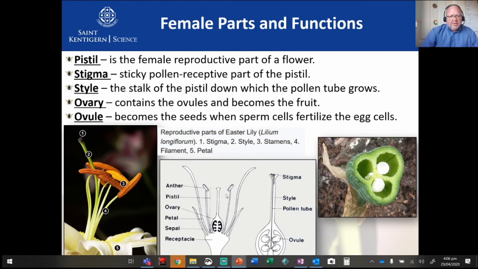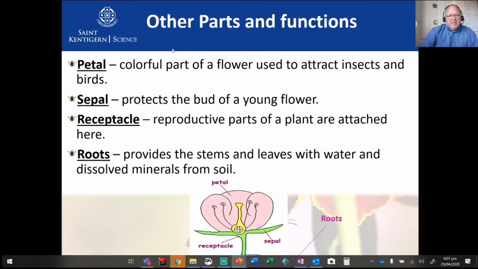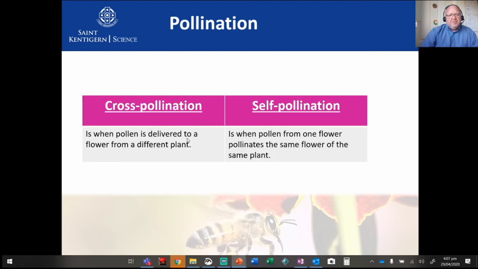So the pistil is the whole thing: sticky stigma, style, ovary, and ovule. The ovule becomes a seed when the sperm fertilizes it. The ovary simply contains the ovules, just like a human ovary contains the egg cells before they are released. And then the style is the tube that carries the stigma and allows for the pollen tube to go down it. The petal is the colorful part to attract the birds. The sepal protects the young bud of a young flower. The receptacle is the base that it sits on. And then down at the bottom we have the roots.